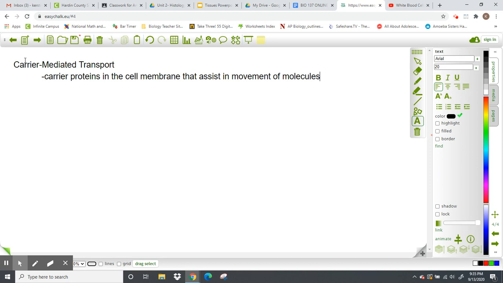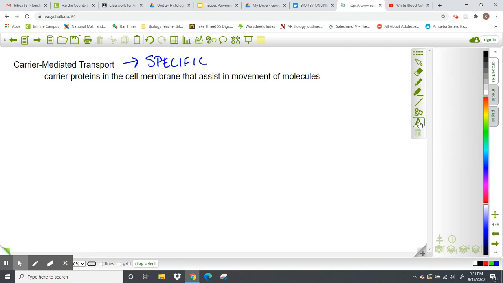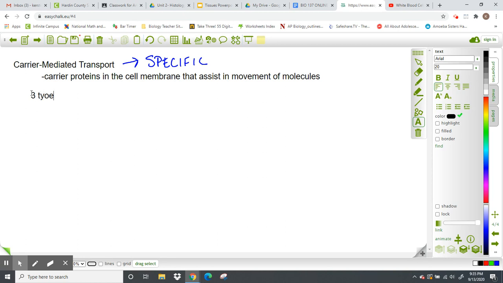So in a carrier-mediated system, it is very specific, which means it only carries certain things. So there's a transport protein for glucose in your cell. It is not going to also carry salt, for example. The sodium glucose transporter is not going to carry sodium or potassium on their own. Those two are going to go to their own pump, right? So it's very specific, and there are three types of carrier-mediated transport.